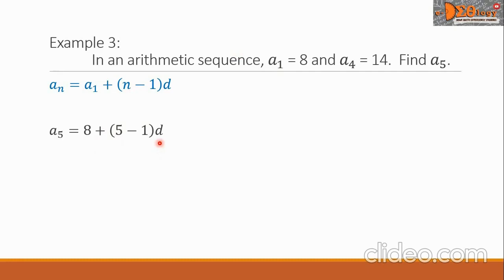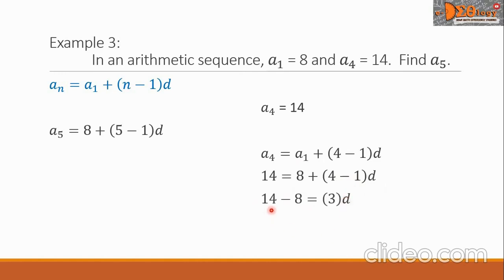So we need to get this value d by using the given value, which is a sub 4 equals 14. Using our general term formula with regard to a sub 4, we can write a sub 4 equals a sub 1 plus the quantity 4 minus 1 times d. This a sub 4 is equal to 14, and a sub 1 equals 8. Substituting these values, we have 14 equals 8 plus 4 minus 1 times d. Let us simplify this equation. This number 8 we will transpose to the other side. The sign will be changed. It will be negative.